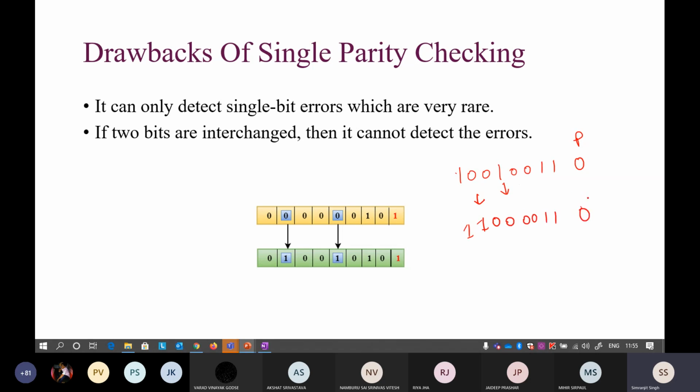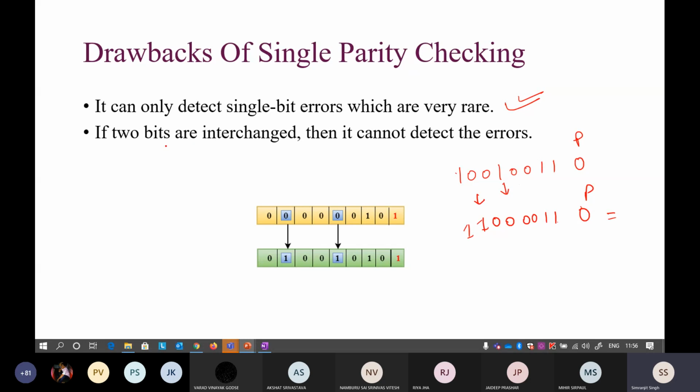Now when the receiver checks, it will check the even parity. It will see there are 4 ones and say that the data is correct, but actually the data that the sender sent is not what the receiver received, because there are some errors. The second bit changed to 1 and the fourth bit changed to 0, so it has no effect on parity. That is one disadvantage of single parity checking: an error can occur in such a way that it has no effect on the parity bit.